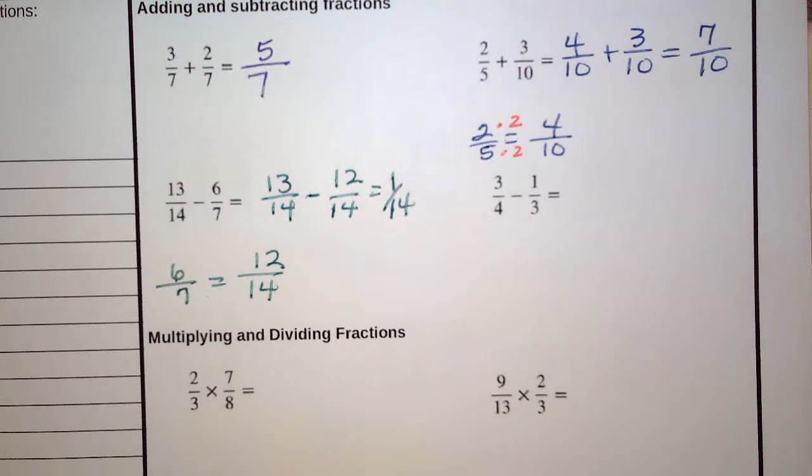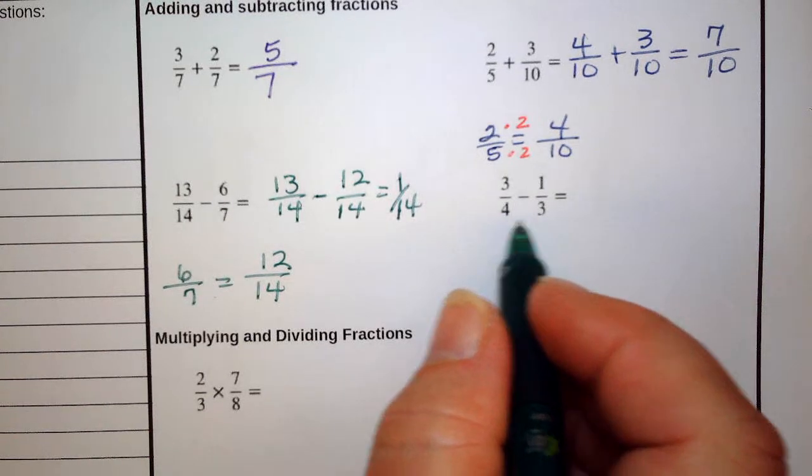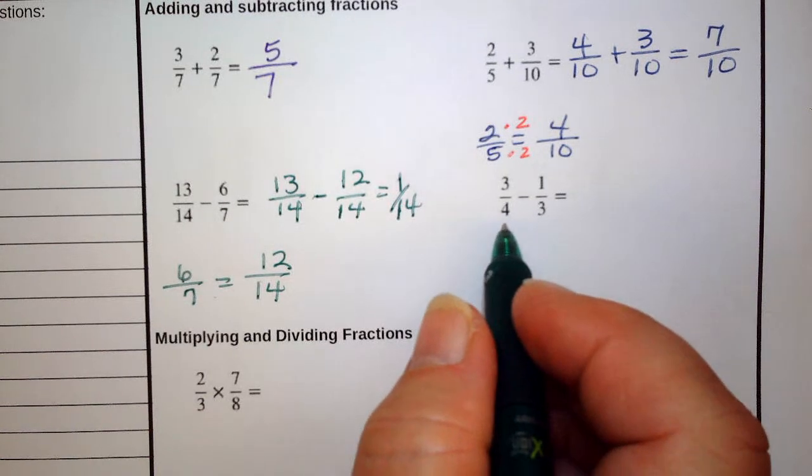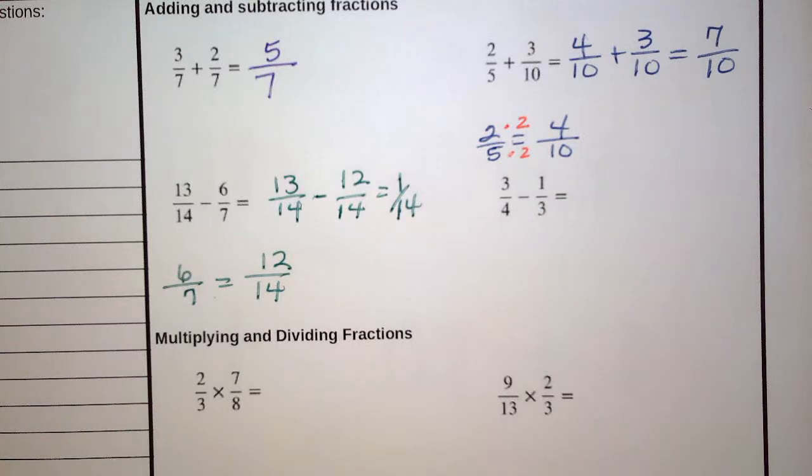What about the next one? Both of them have to be changed because 3 will not go evenly into 4 at all. So what is our least common multiple? What number is the smallest number that both of them divide into evenly?